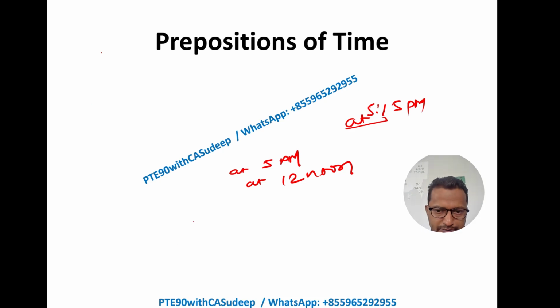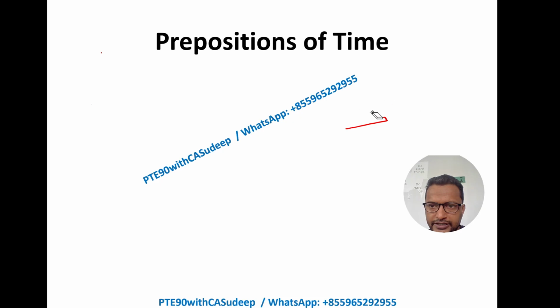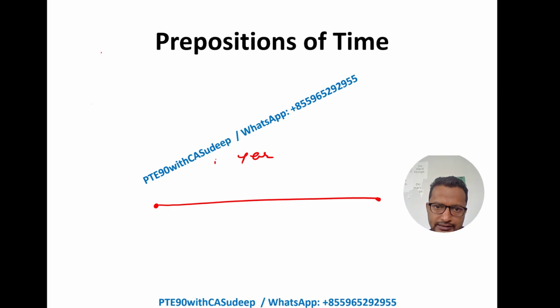Let me draw the timeline now, so it will be very easy for you guys to remember. For example, consider this as a long period, a year, so this is year, then "in". Okay, so this long period is year, and this year is divided into months. Month is also considered a long period, "in month". And then day is considered a shorter period compared to month.